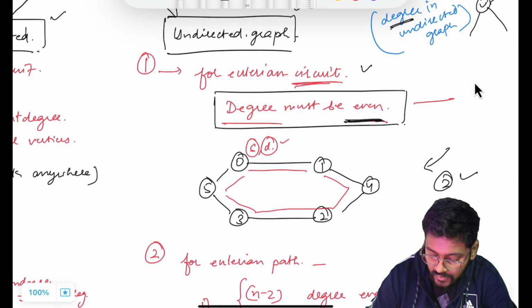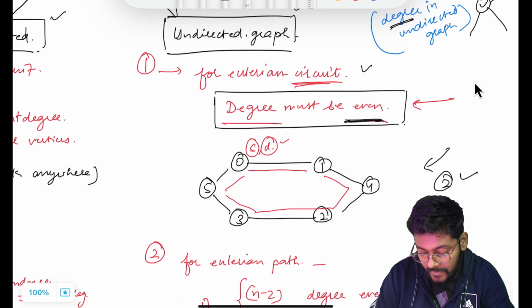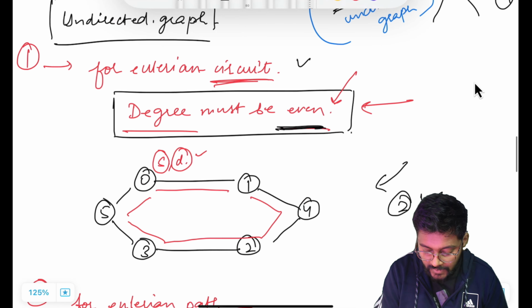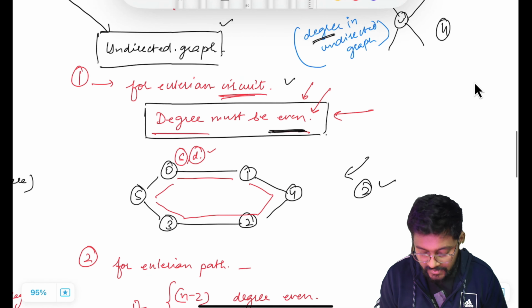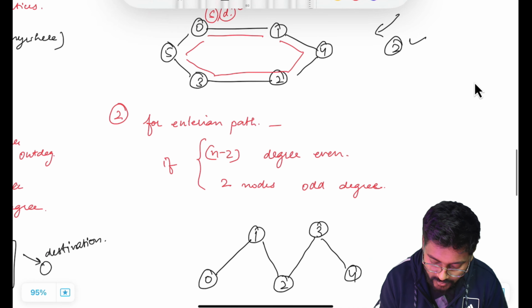So for this to be true, we must have the degree of every single vertex equal to an even number. If that is the case, we can directly say that this graph is definitely going to have Eulerian circuit. Now what about the Eulerian path?